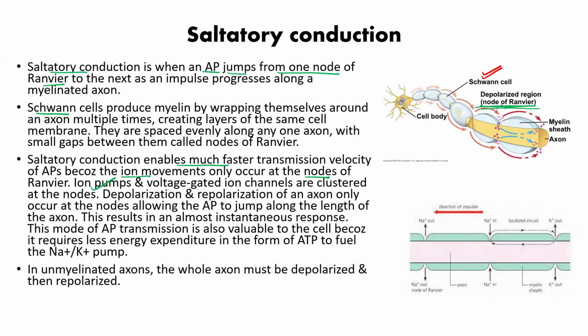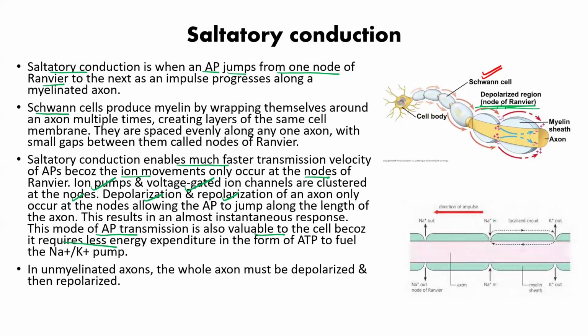Ion pumps and voltage gated channels are also seen at the nodes. Depolarization and repolarization will occur at this area only. This mode of action potential transmission is very important for the cell because it requires less energy to maintain the membrane potential by use of the sodium potassium exchange pump.